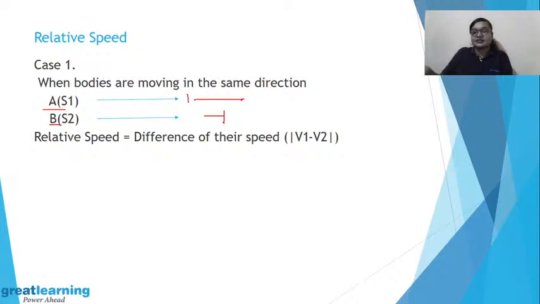So how do we consider it? Whenever two bodies are in motion and they are moving in the same direction, we need to find the difference of their speeds. That is nothing but relative speed.